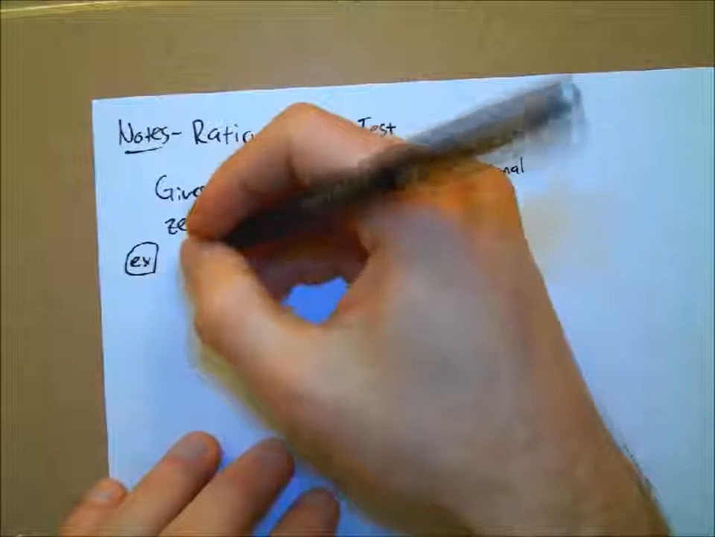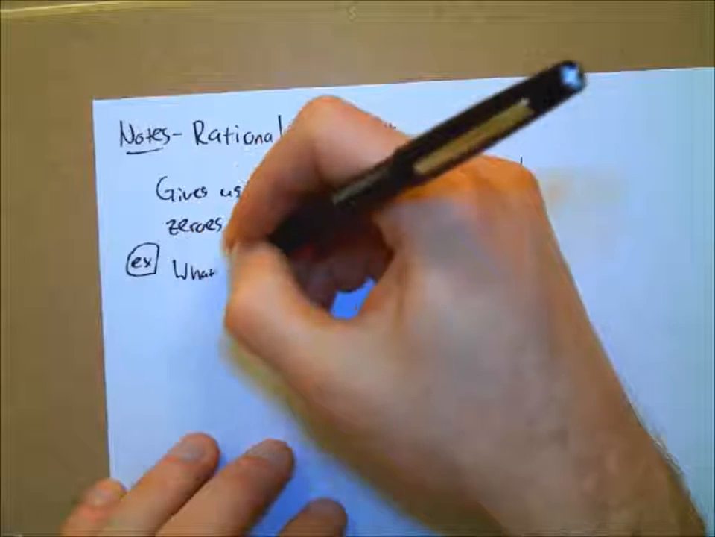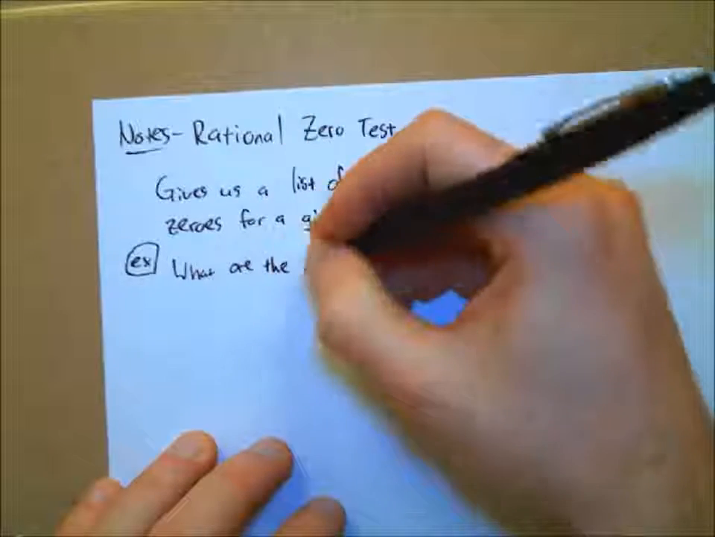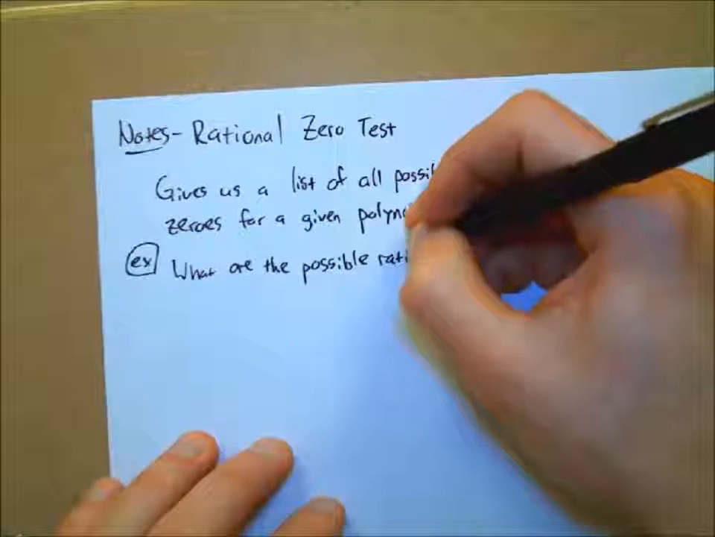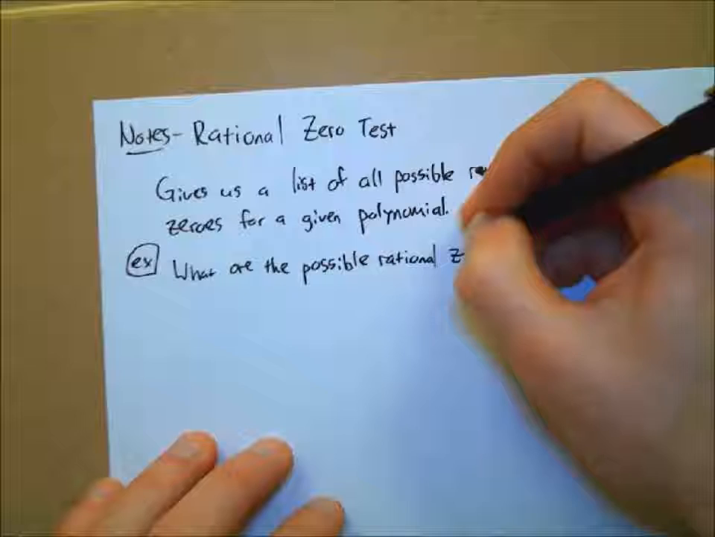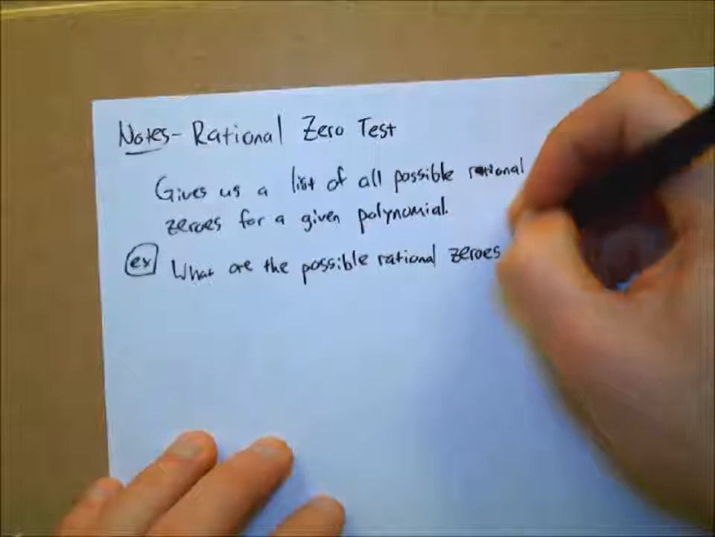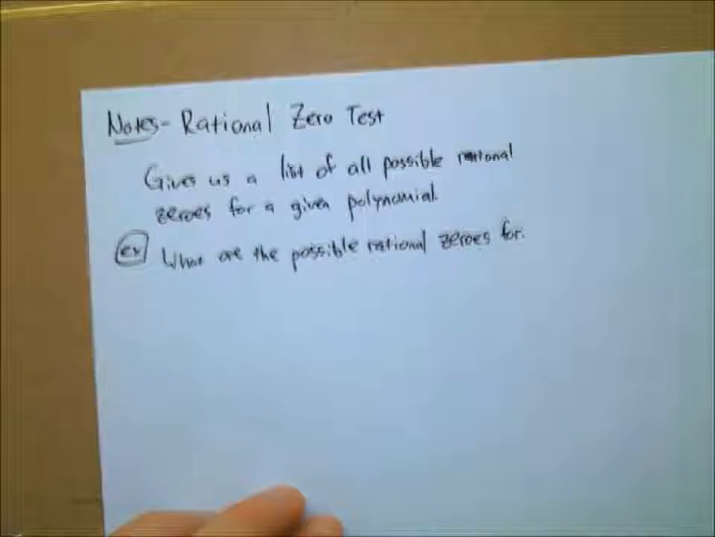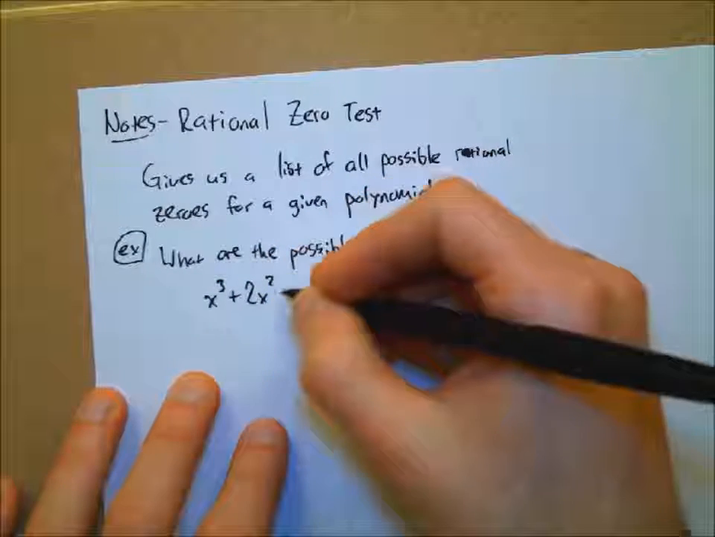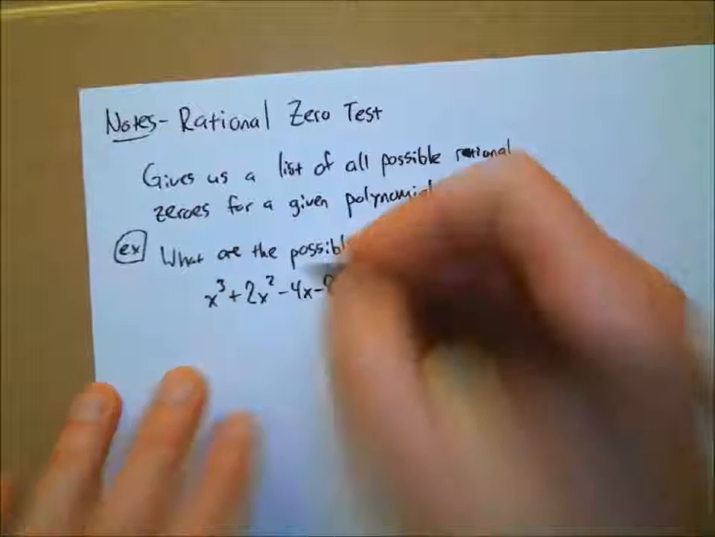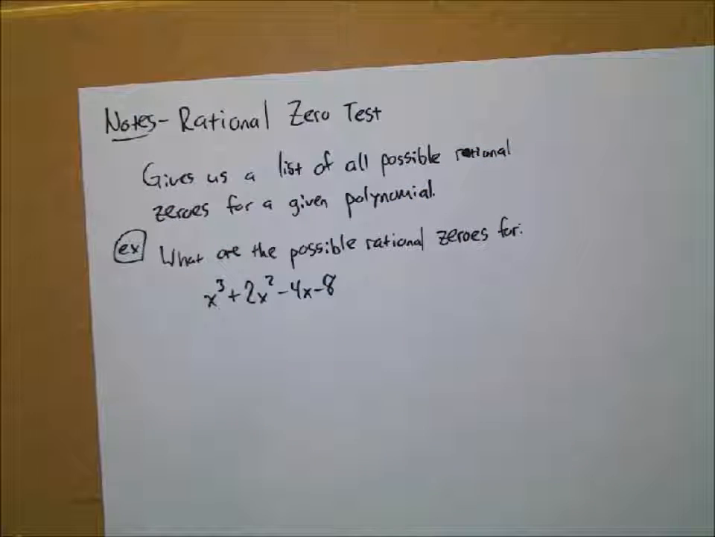So we'll ask the question: what are the possible rational zeros for x cubed plus 2x squared minus 4x minus 8? Again, our question is not to solve this thing. We just want to come up with the possible rational zeros. In other words, we're going to use this rational roots test. We're going to use this as our example here, to start out.